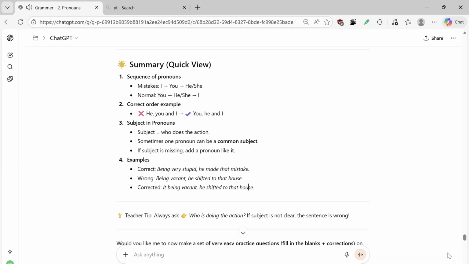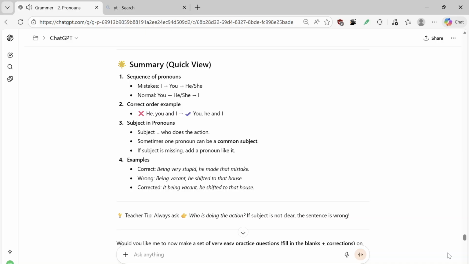3. Subject in pronouns. Subject equals who does the action. Sometimes one pronoun can be a common subject. If subject is missing, add a pronoun like it. 4. Examples. Correct: being very stupid, he made that mistake. Wrong: being vacant, he shifted to that house. Corrected: it being vacant, he shifted to that house.